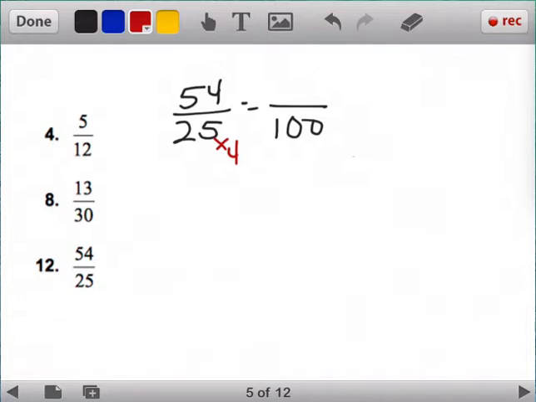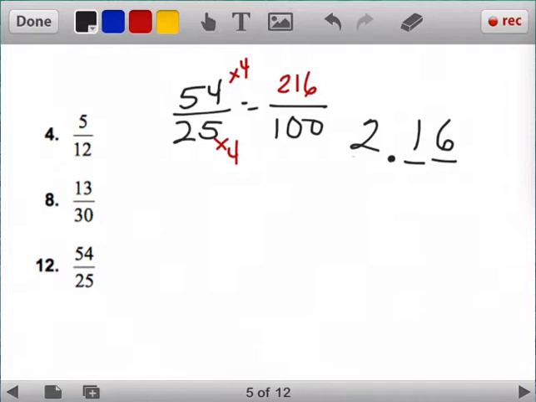So 25 times 4 is 100. So 54 times 4 is, well, distributive property. 4 times 50 is 200. Plus 4 times 4 is 16. So it's 216 hundredths. Okay. Writing that as a decimal. 216 hundredths. Decimal point, tenths, hundredths. My decimal needs to end in the hundredth spot. So I start my 6 here and I work backwards, and my 2 ends up over on this side of the decimal point. So my decimal equivalent for 54/25ths.